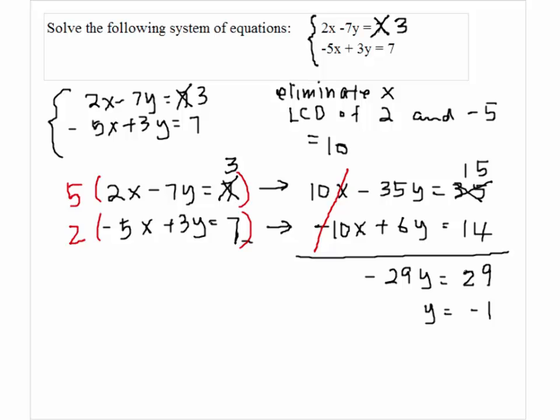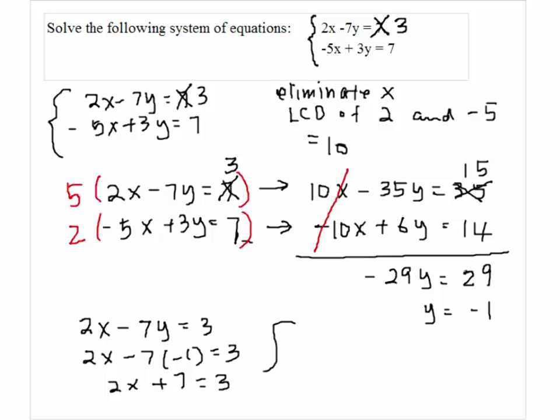So to find x, we use either the top equation or the bottom equation. I decide to use the top equation. So 2x minus 7y equals 3. So 2x minus 7 times negative 1 equals 3. So 2x plus 7 equals 3. 2x equals negative 4. So x will be negative 2. So the answer will be negative 2, negative 1.